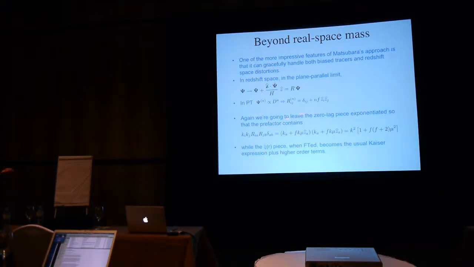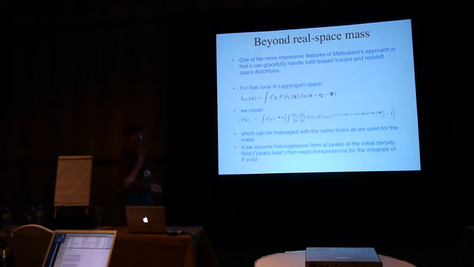And so, again, when I leave this zero lag piece exponentiated, I get a factor that goes as k times R, and then I take the dot product, so that gives you this factor, and so you get this expression, k squared times 1 plus f times f plus 2 mu squared. And then I have a piece that's going to go as the correlation function, which I'm Fourier transforming, and that also has these pieces in it, and this becomes the normal Kaiser expression for redshift space distortion. So you get this nice, straightforward way of looking at those two pieces.